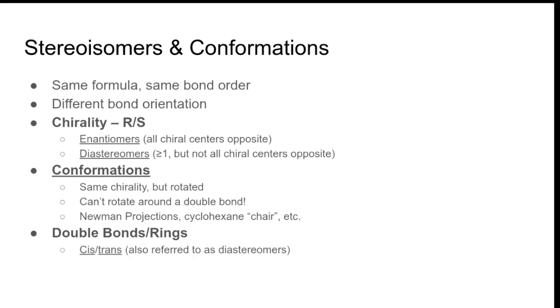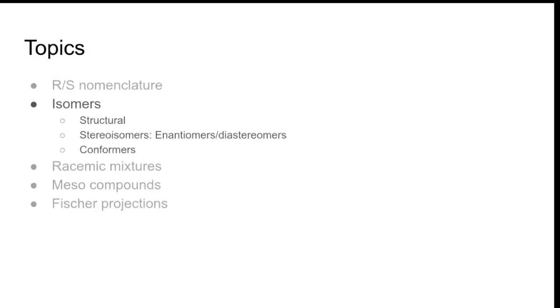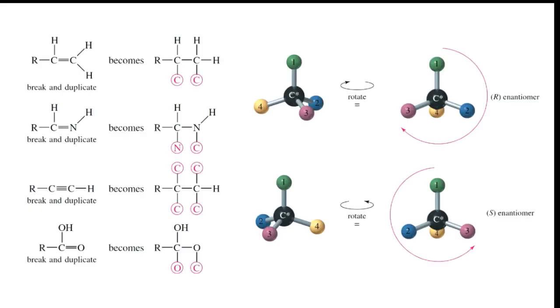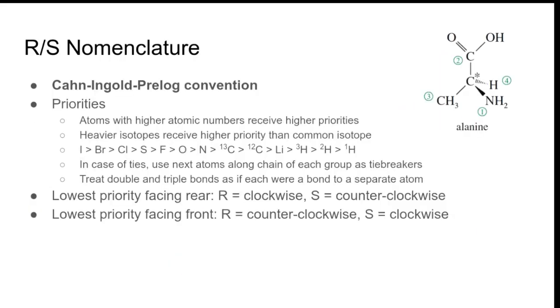Yes, you can use R and S to determine which type of isomer it is, and it's actually the only foolproof way of doing so. So if you have time, we recommend going back and checking all those enantiomers and diastereomers by assigning everything R and S, but only if you have time.